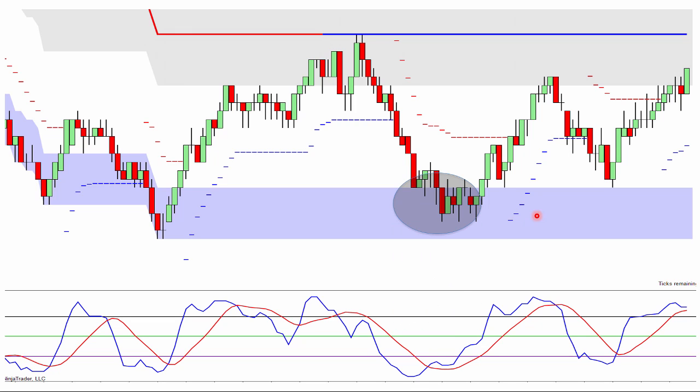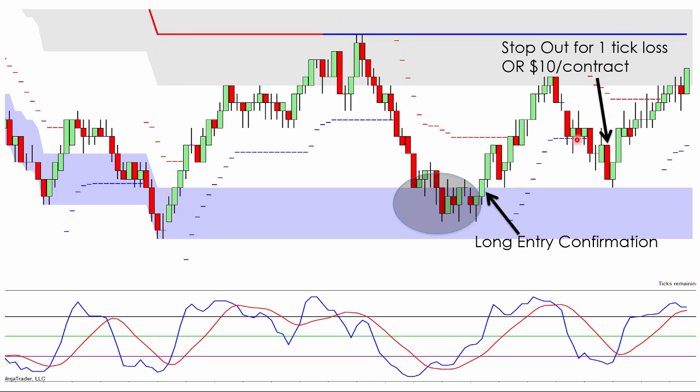I want to bring your attention to this area right here. Here's where our money pattern confirms. Here's where the long entry would come in. And you guys know that I manage my stops aggressively. So once I get 10 ticks of MFE on the trade, my stop is going to start trailing with these dots. So it just so happens that on this trade, it stops me out. I lose 1 tick or $10 per contract.